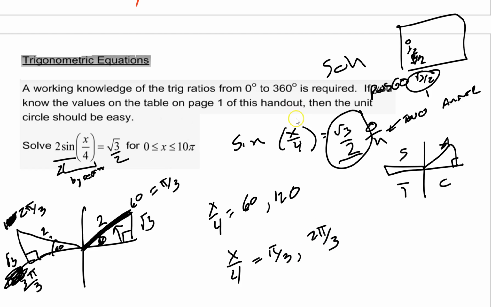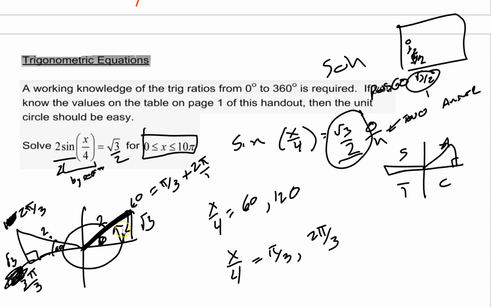Now if you notice a couple things here. I'm not done. There's x over 4. What does that mean? Multiply both sides by 4. That's one thing. Also, notice it wants 0 to 10 pi. I only got pi over 3 and 2 pi over 3. How do I get more of them? Well, anytime they want more than the normal one, you have to go around a full circle. So I have this, go around a full circle, which means add 2 pi.